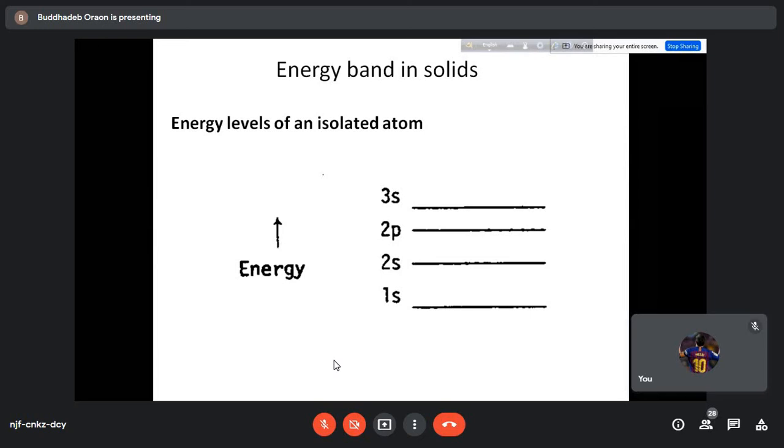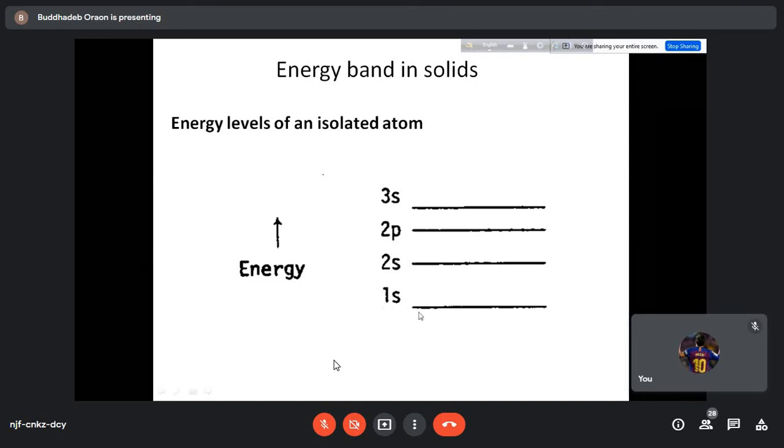As you know, you have studied in your atomic structure part in chemistry and physics that if you consider the energy levels of electrons of an isolated atom, you will find that the electrons will have discrete energy levels. And as you go beyond the nucleus of the atom, energy level increases, and at different subshells, you will have different energy levels as shown in this diagram.